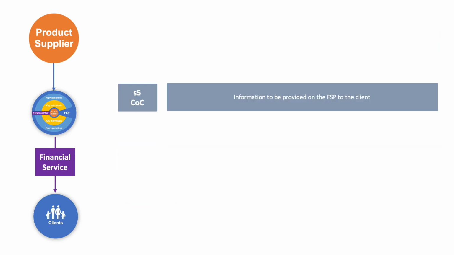Next, we will look at Section 5 of the Code of Conduct. Section 5 of the Code of Conduct covers what the FSP must provide and disclose to the client about itself when rendering a financial service. Each of the paragraphs of Section 5 cover the information an FSP must provide and disclose to the client when rendering a financial service.